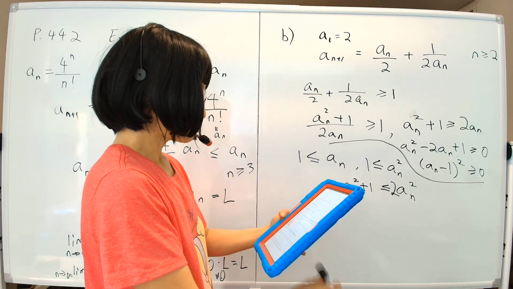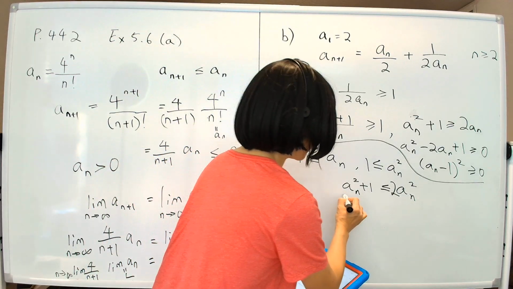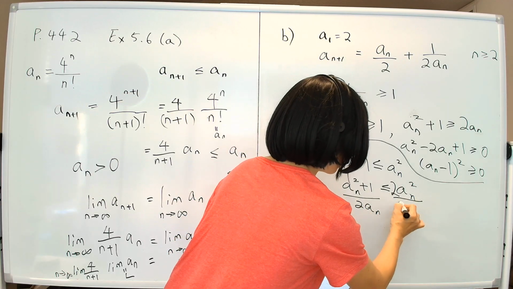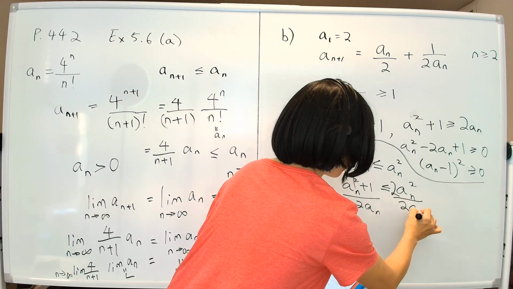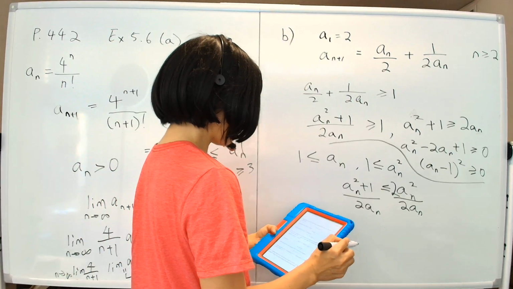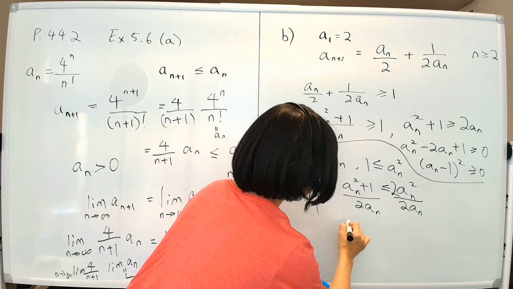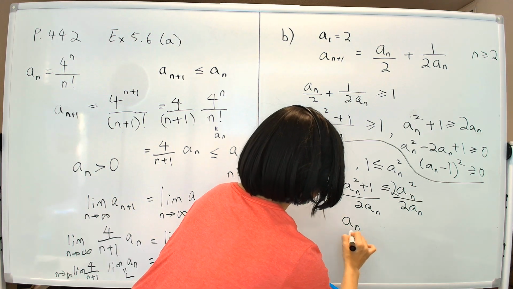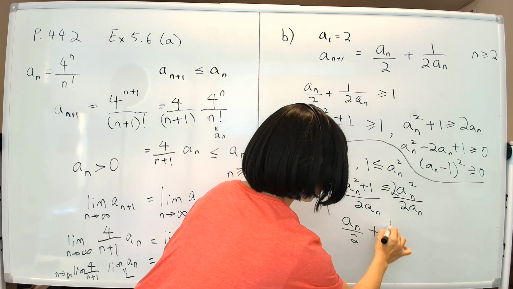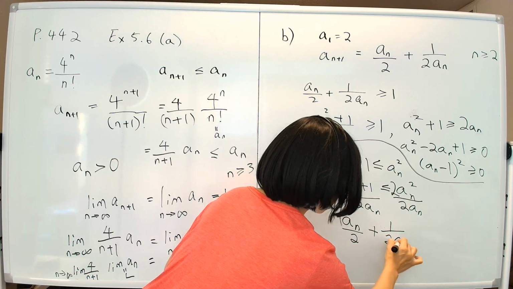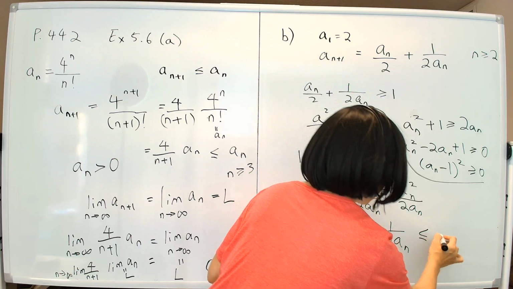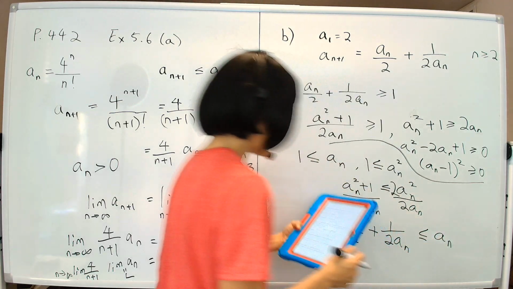All right, next we are going to divide everything by 2a_n. We're pulling a very slick trick here. So then we divide it, and what do we have? Rewriting it, that equals a_n over 2 for the first term, plus 1 over 2a_n, that's the second term, less than or equal to, that is just a_n.